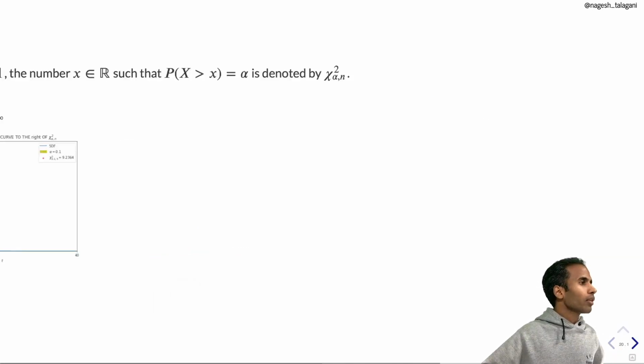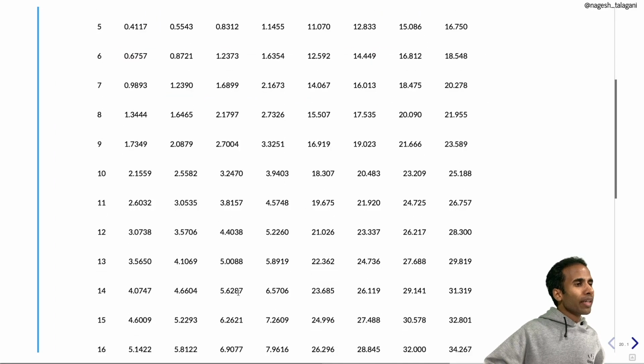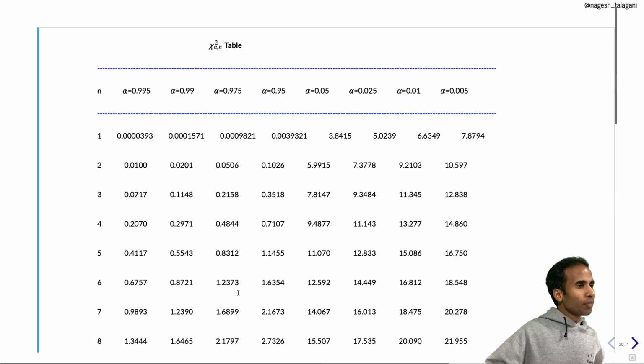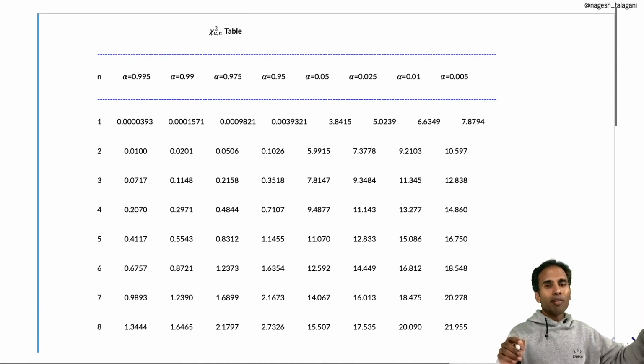Next. So this is a table you can find in any statistics book. In this table, we are given chi-square alpha, n values for some standard values of alpha and n values from 1 to 30. Up to 30 degrees of freedom we can get for some standard values of alpha. Most of the time we will be using chi-square alpha, n values for these alpha values only.